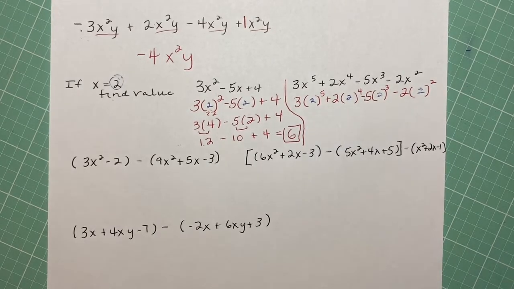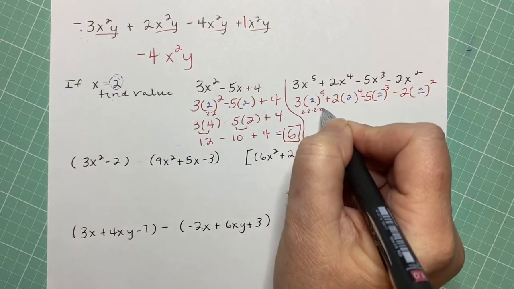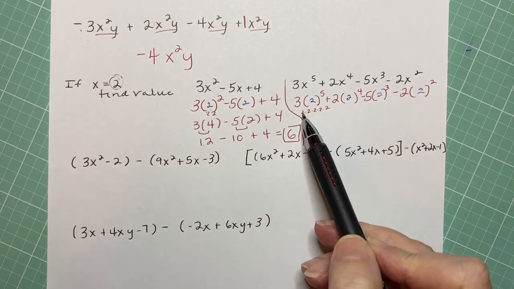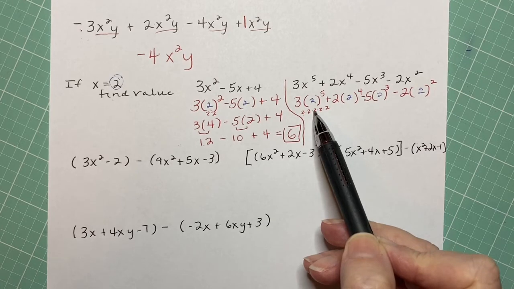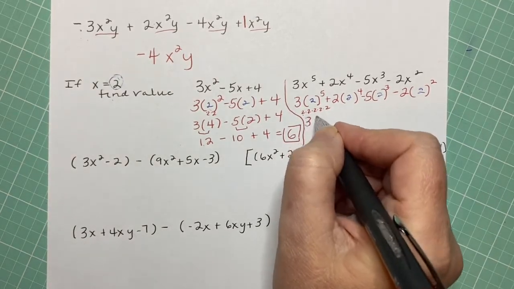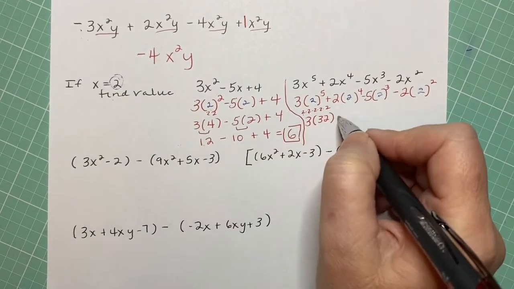Now remember, 2 to the 5th is not 10. 2 to the 5th is 2 times 2 times 2 times 2 times 2. There's 5 of those. So you have to think 2 times 2 is 4, times 2 is 8, times 2 is 16, times 2 is 32. So the 3 comes down, and that 2 to the 5th is 32.